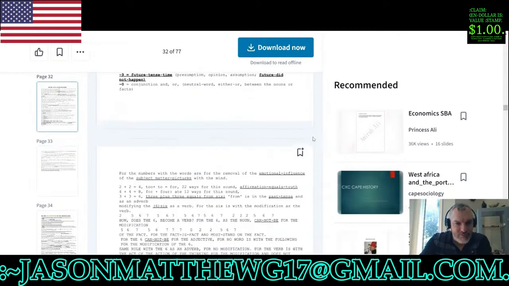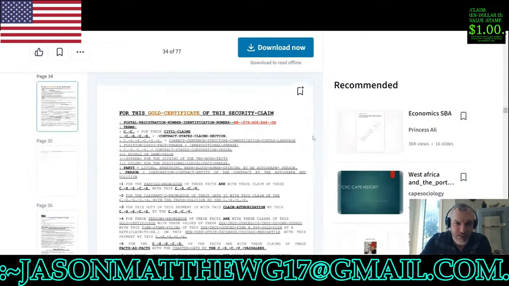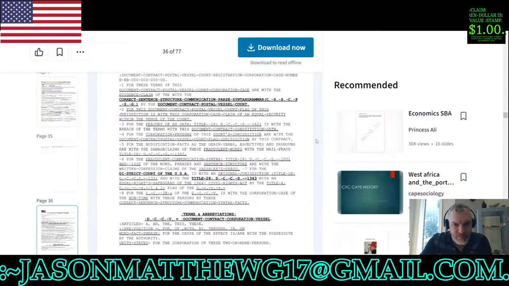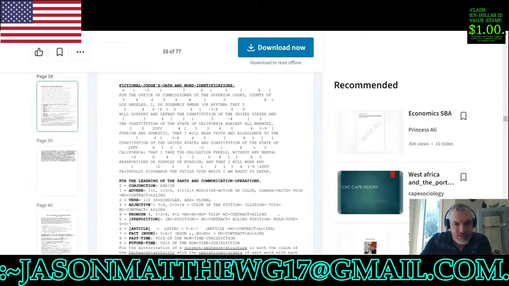Oh, yeah, this is from Miller's book, for sure. For the justice is with the outlaw. Yep, this is all from David's book. Yep. Goodness gracious. They syntax the oath here.